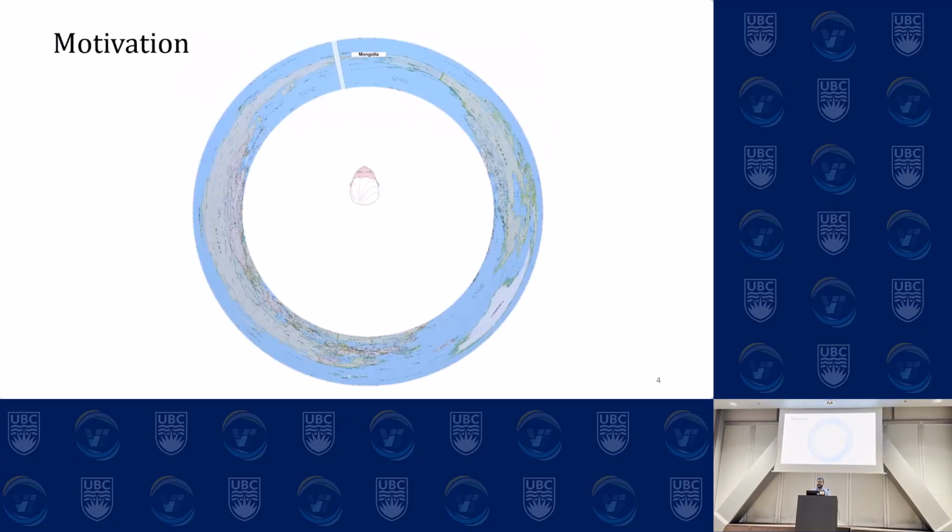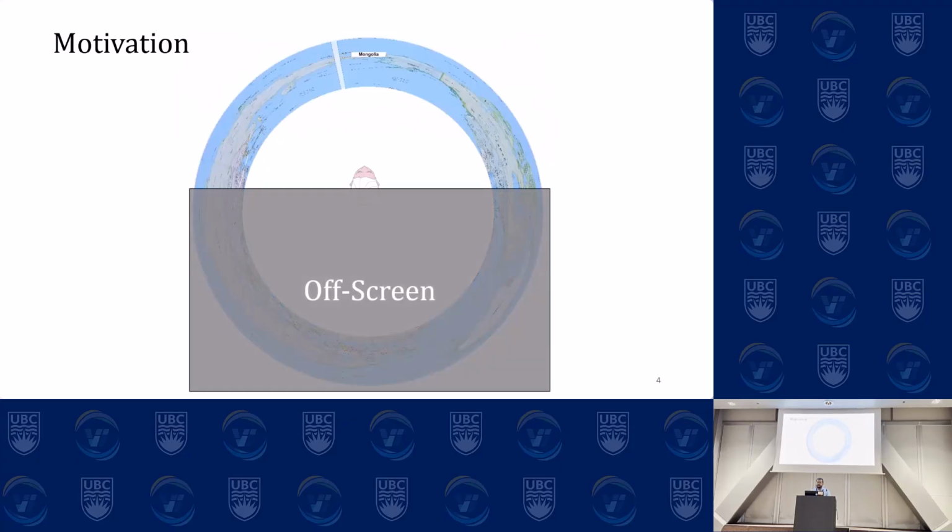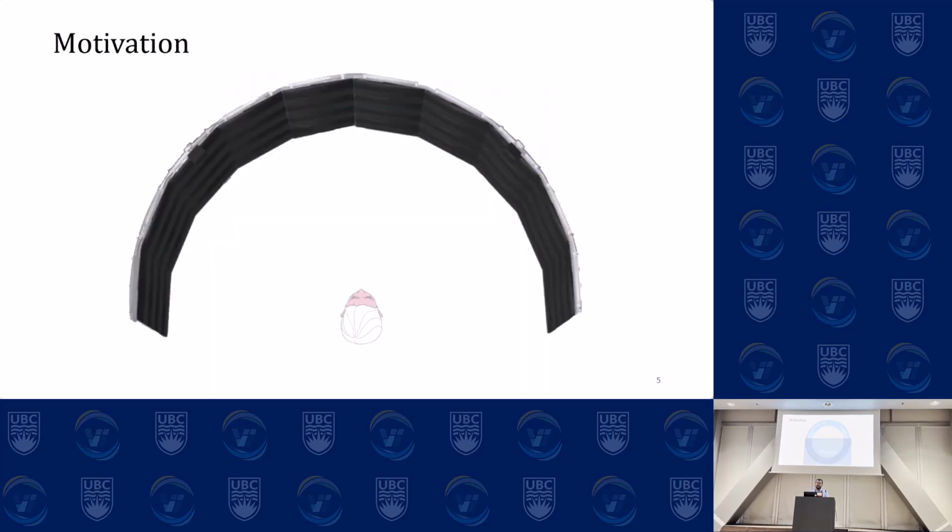However, these displays typically limit the user's view to 180 degrees. This means half of the content is hidden off screen, and we need a way to bring off-screen content to on-screen.